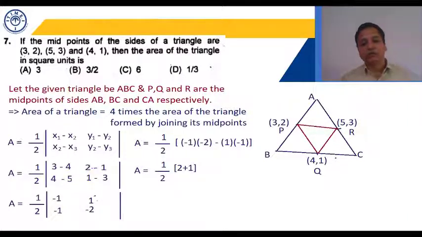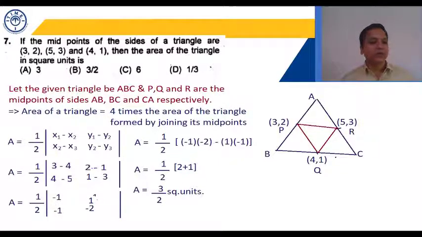So this becomes half of 2, and minus 1 into minus 1 is again plus 1. That is, 1 into minus 1 is minus 1, but the minus sign is there. So it becomes plus 1. So it comes out to be 3 by 2, that is 3 by 2 square units. Area of this triangle is 3 by 2 square units.